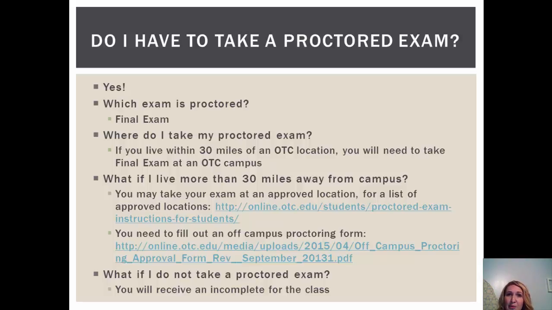So for a list of approved locations, check out the link right here that outlines where you can go. Next, if you take your exam off campus, I need you to fill out an off-campus proctoring form. That form is due the day before the proctored exam opens. If I do not receive it by that point in time, I will not approve you to take your exam at an off-campus location. So what happens if you don't take your proctored exam? Unfortunately, you will receive an incomplete for the class.